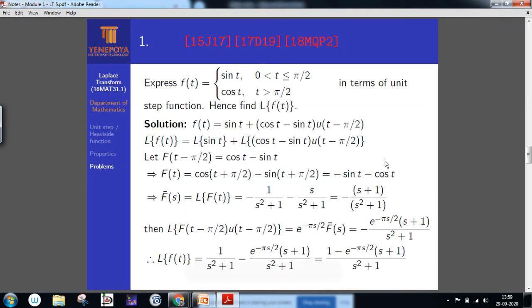Next, problem number 1: express f of t, that is sin t for f1 and f2 is given as cos t, from 0 to a it is pi by 2 and t greater than a, that is pi by 2, in terms of the unit step function. Hence find the Laplace transform of f of t. Okay, let's solve this first problem.